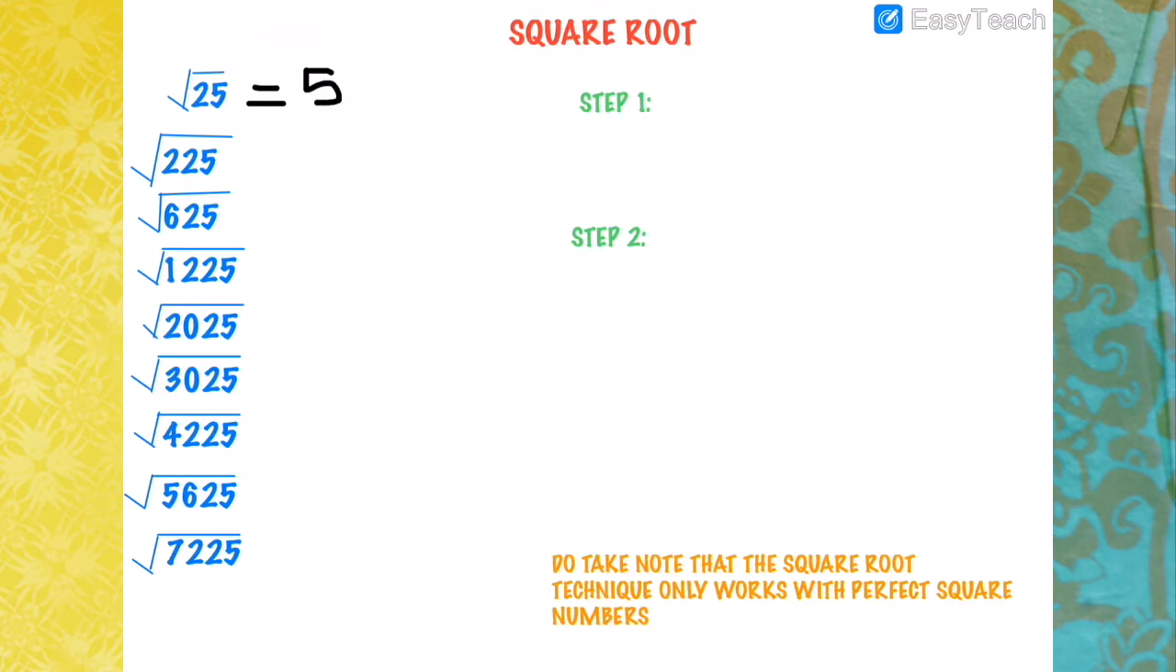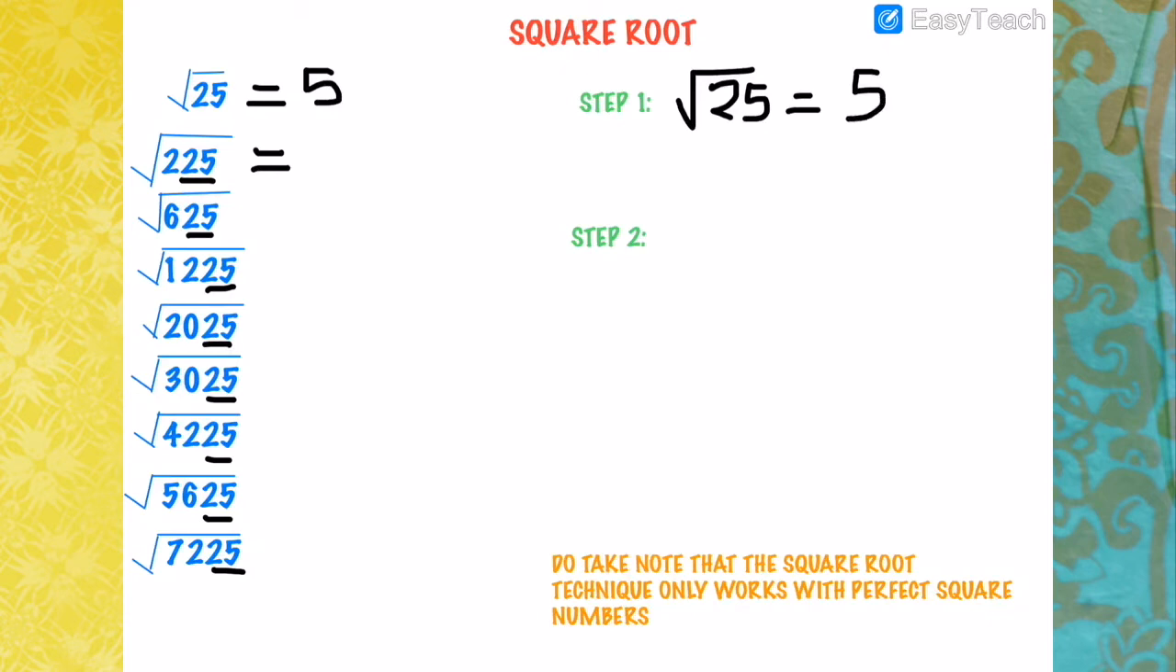Now, the square root of 225. How would we know what the square root of 225 is? The first step is to find the square root of the last two numbers. If you notice, all of these end with 25. So the first step is to find the square root of 25. The square root of 25 is 5.